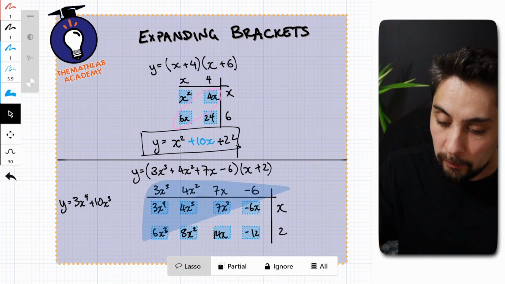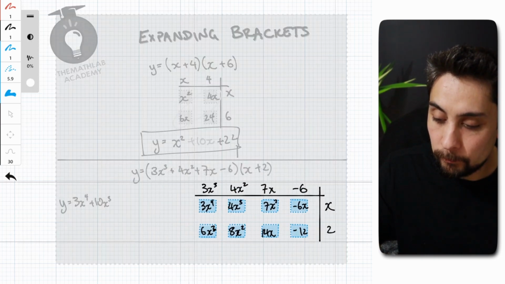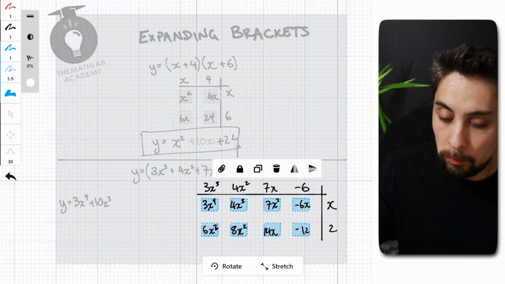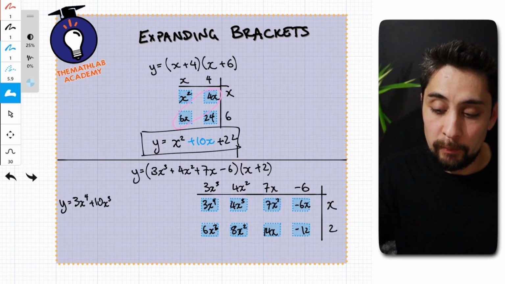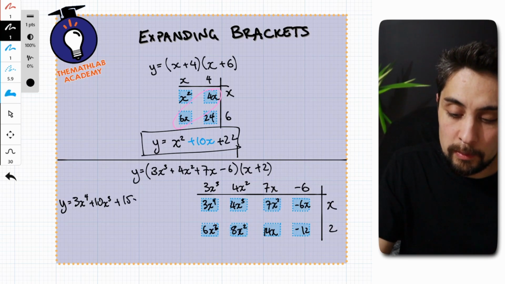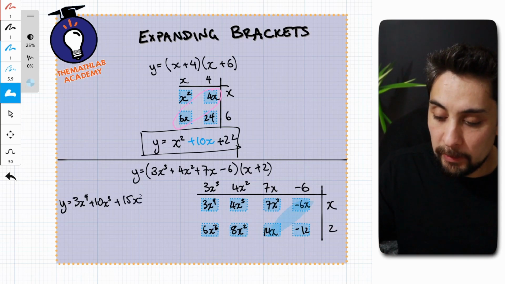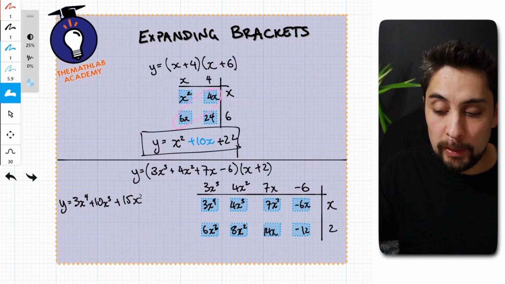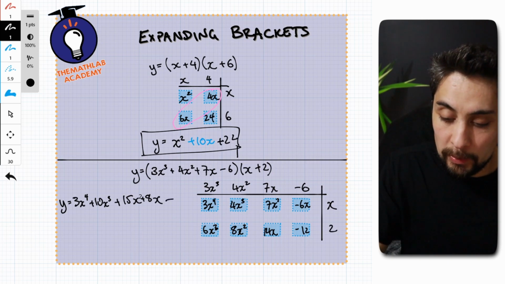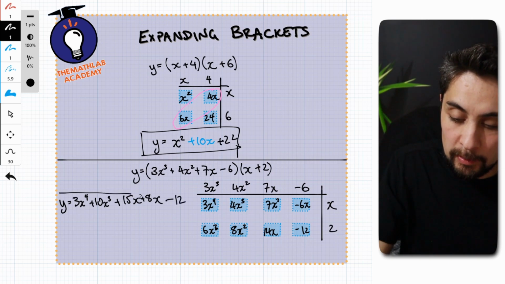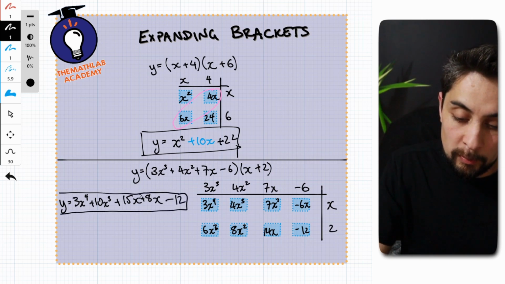Just going to push this off to the side a little bit. Next up we have the squared diagonals, 15 of them, 15x squareds. Next up is the x's, 14 take away 6 is 8. And then on the end we have a minus 12, and that is our final equation.